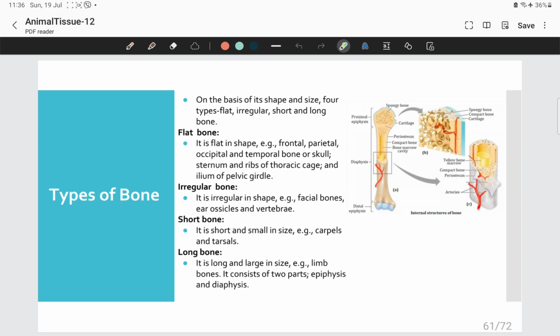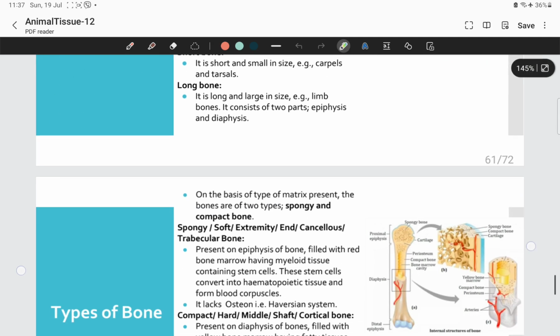And the long bone is long and large in size, and such bones are present in the limbs. Example, our femur is present in the upper limb, and humerus is present in the lower limbs. Those are long and large in size. This kind of bone has got two parts. The end part is known as epiphysis, and the middle area is known as diaphysis.